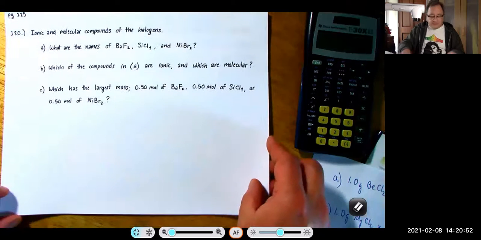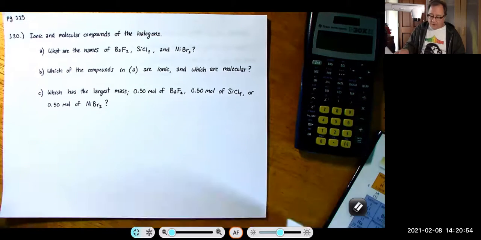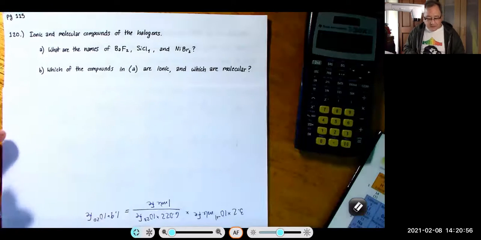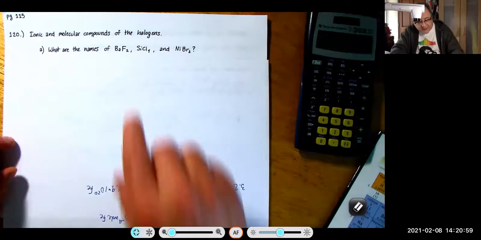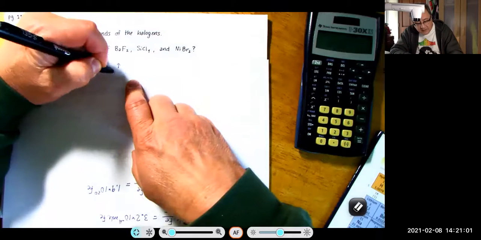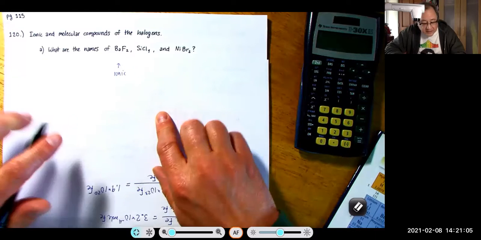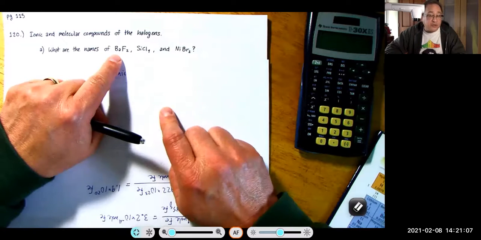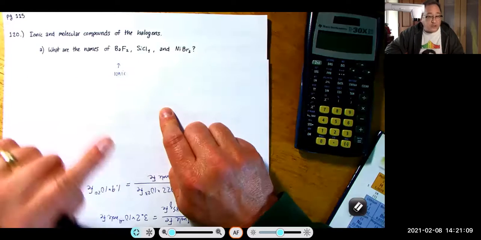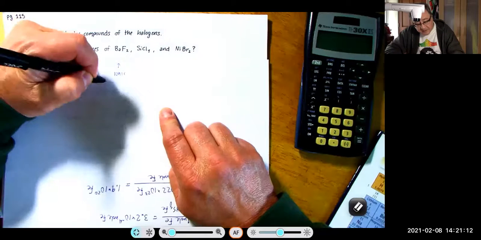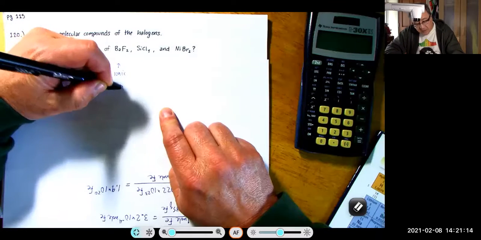What are the names of BaF2, SiCl4, and NiBr2? First of all, you have to realize that this one is ionic because it's got a metal and a non-metal. Secondly, you have to recognize that this metal is in group 2A, so you don't write the charge with the name. So this is barium fluoride.